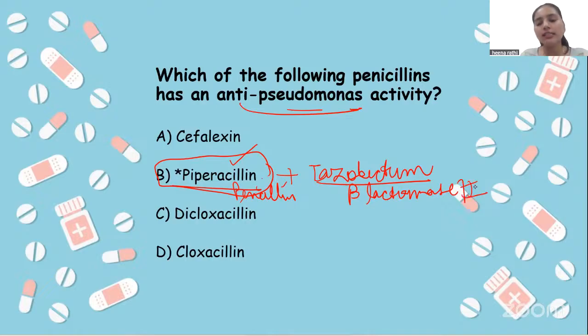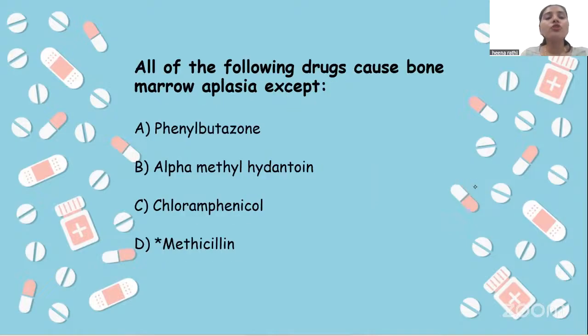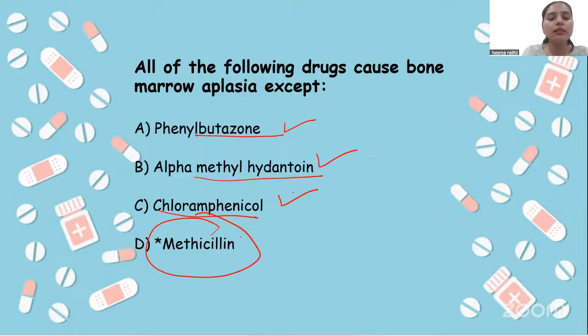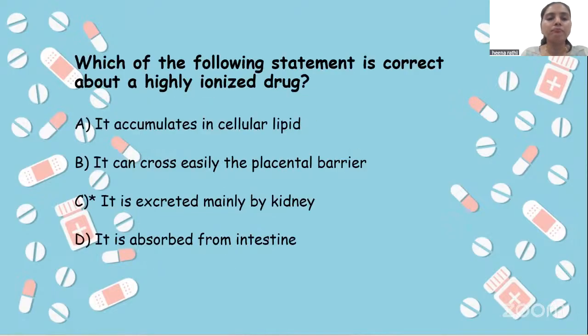to increase its efficacy. Next question, which of the following drugs cause bone marrow aplasia except? Bone marrow aplasia is seen with phenylbutazone, alpha-methyldopa, chloramphenicol, but it is not seen with methicillin. Methicillin is a penicillin. Chloramphenicol is its own category. Phenylbutazone is an anti-epileptic drug. Alpha-methyl hydroxytone is also anti-epileptic. So methicillin does not produce bone marrow aplasia.